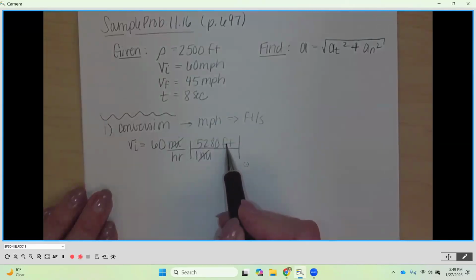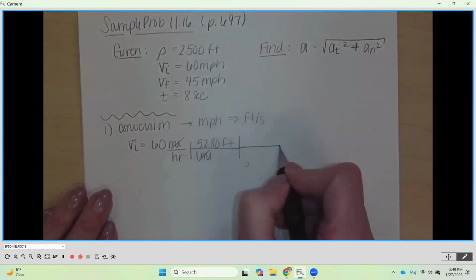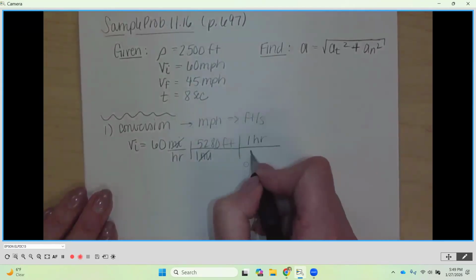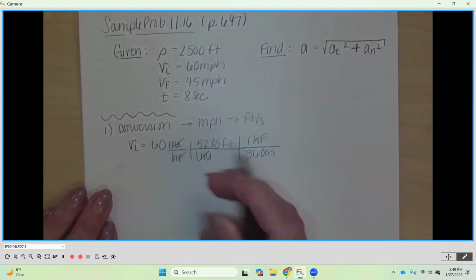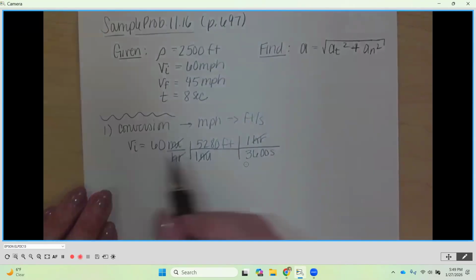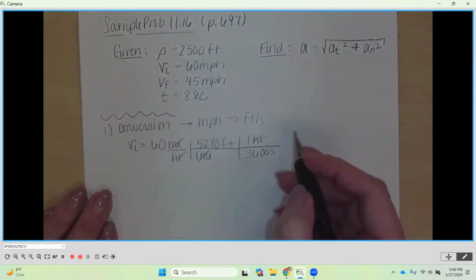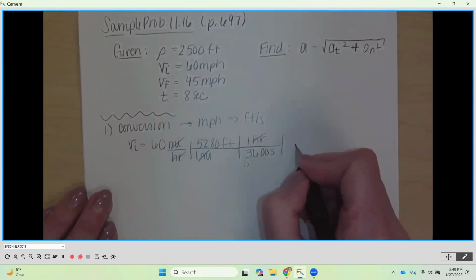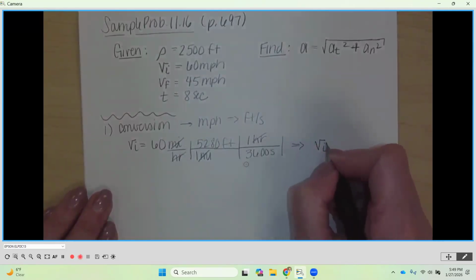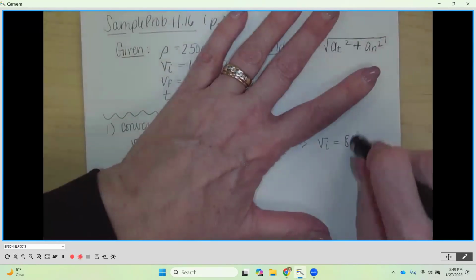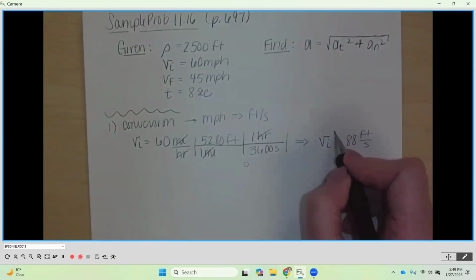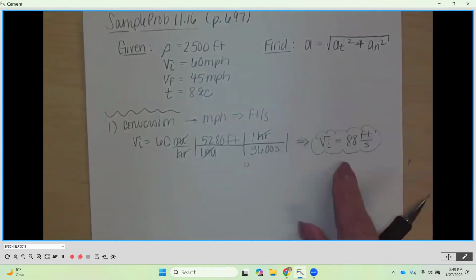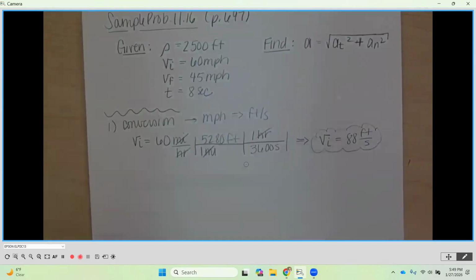So we're in feet on top, which we want, but now we're in per hour. So we need to take that 1 hour and put it on top, and we're going to have 3,600 seconds on the bottom. Hours cancel. So what I don't have canceled is feet per second. That means my initial velocity should come out to be, and make sure you verify this, 88 feet per second. Okay, so this will be the value I use in equations coming up, not the 60 miles per hour.